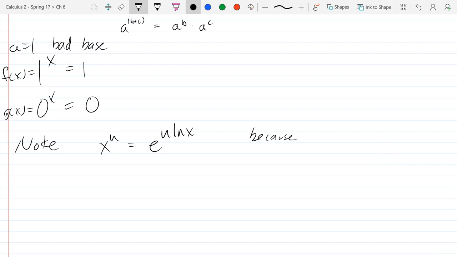We're basically just changing some letters. Before we had a to the x equals e to the x ln a. So we're just changing around some of the letters. So our base is not a, but our base is x now. So you can see the base is going to go up there. And then n is the exponent, which goes where the exponent should go. So we can rewrite x to the n as e to the n ln x.